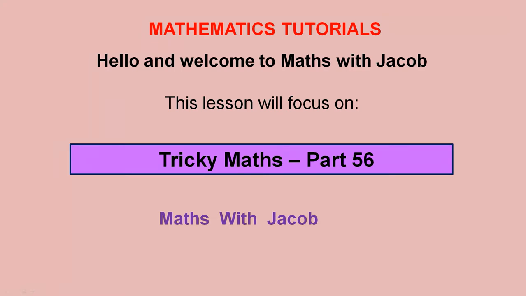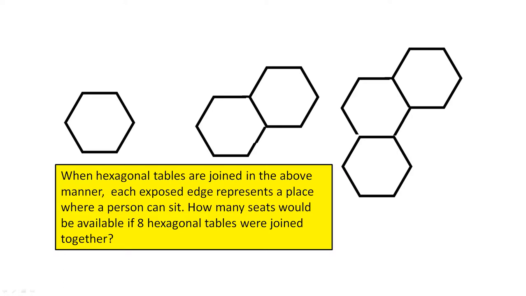This lesson will focus on Tricky Maths Part 56. When hexagonal tables are joined in the above manner, each exposed edge represents a place where a person can sit. How many seats would be available if 8 hexagonal tables were joined together? What an interesting problem this is.